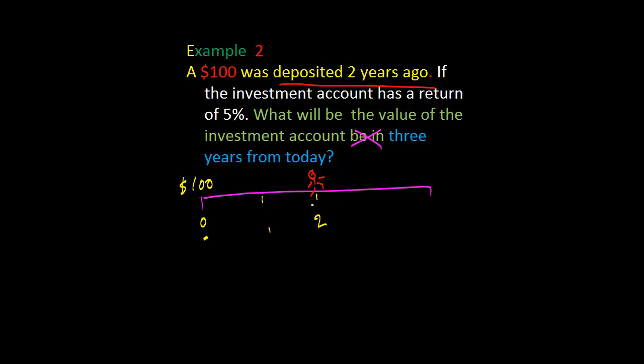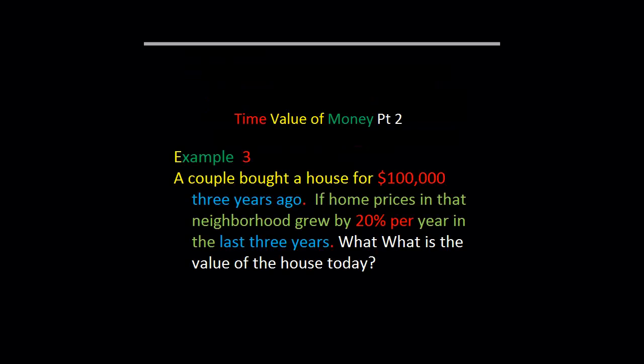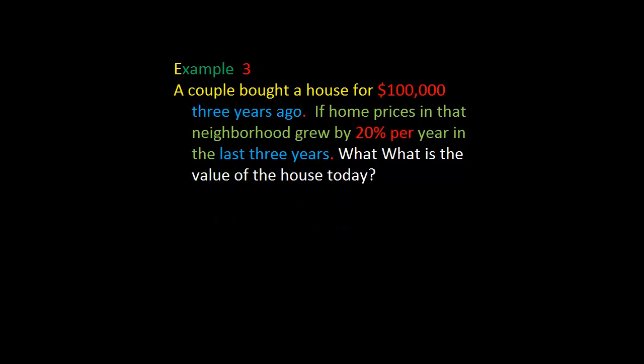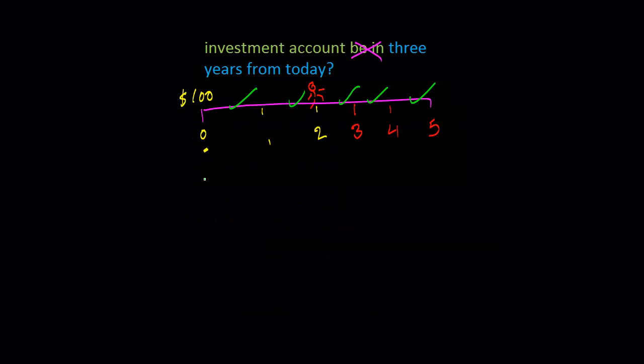Now he's not asking about the value at t2, he's asking for the value 3 years from t2. So this is 1, this is 2, so this value is going to be 3, 4, and 5. So how many periods do we have? We have 5 periods. How do we know? We counted them: 1, 2, 3, 4, 5. So now we know n is equal to 5. The present value is equal to $100.